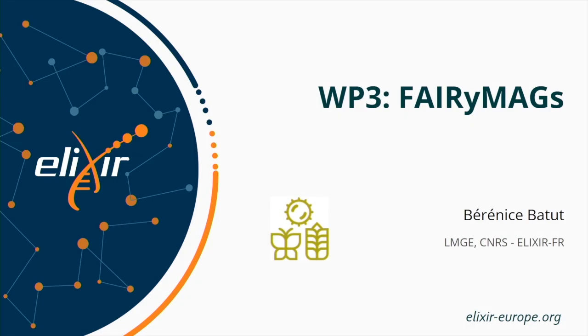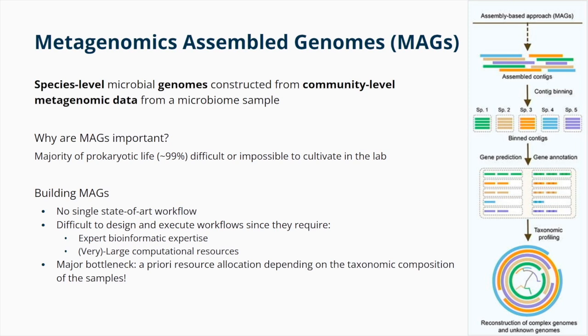I will talk about the FAIRyMAGs project. MAGs stand for Metagenome-Assembled Genomes, and the idea is to build genomes from metagenomic data from microbiome samples. MAGs are important because the majority of microorganisms' life is difficult or impossible to cultivate in the labs.